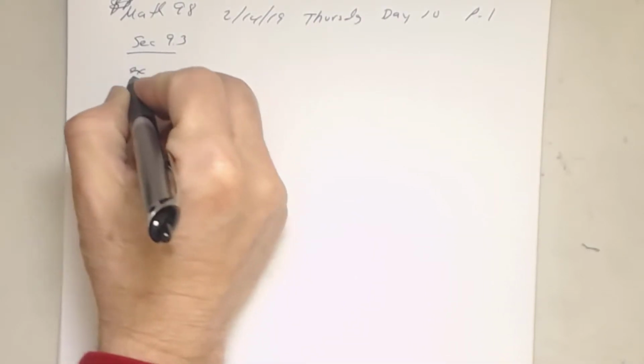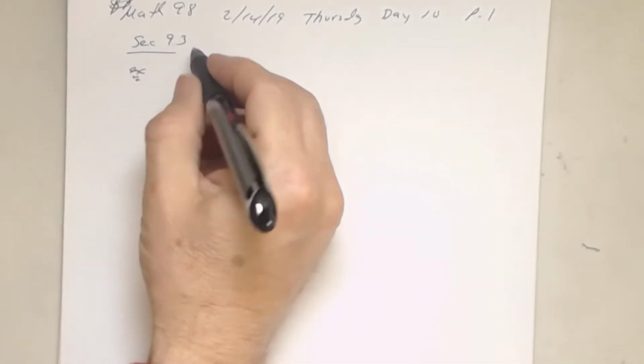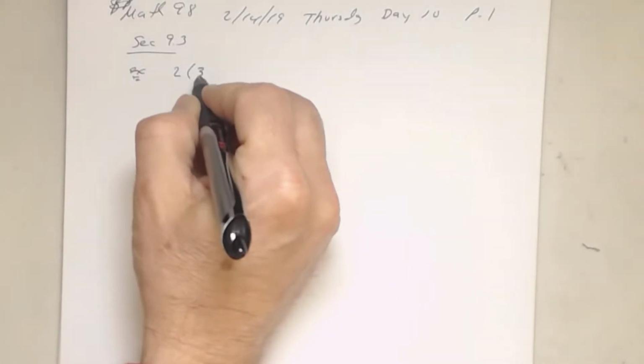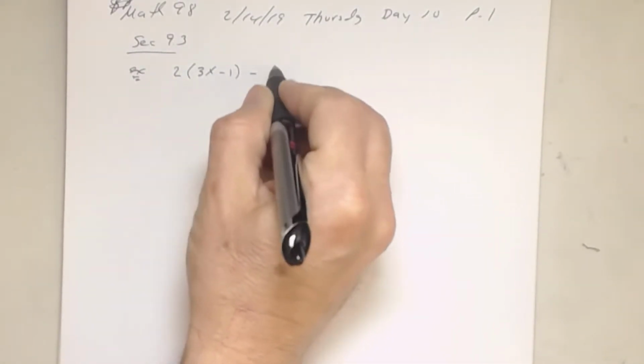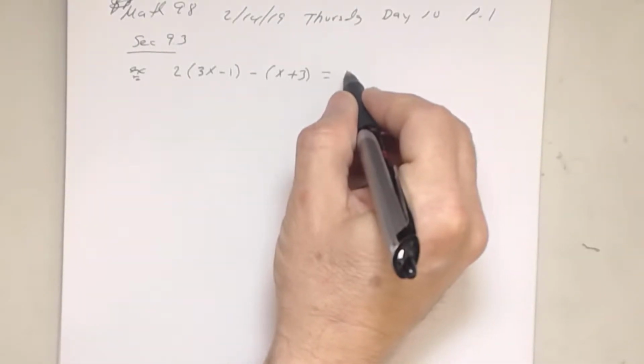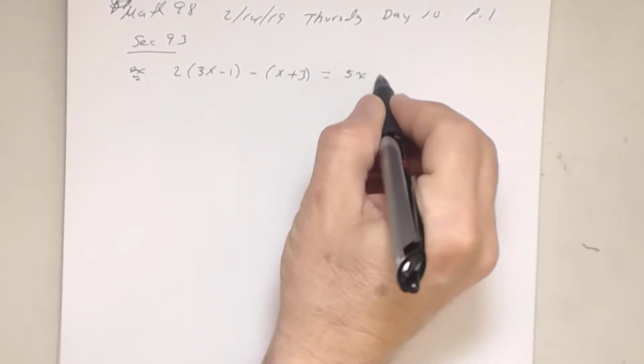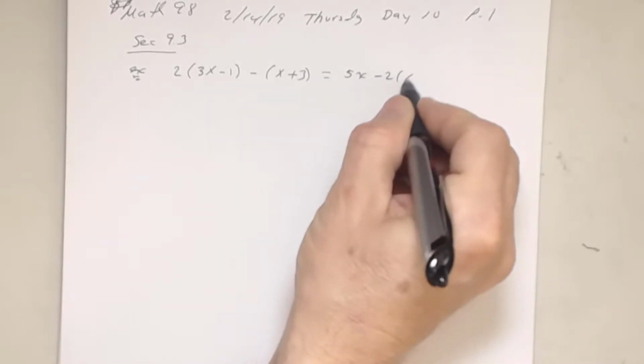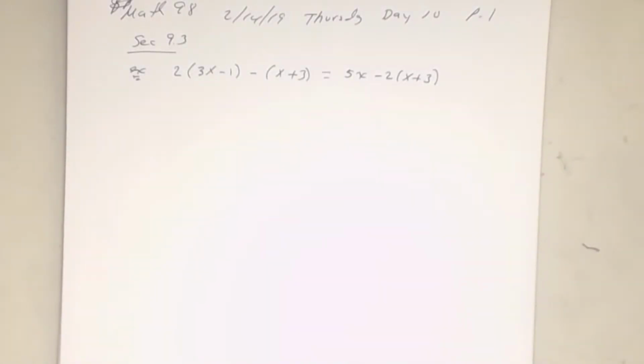And let's look at an example right now. Suppose we had 2 times 3x minus 1 minus x plus 3 equals 5x minus 2 times x plus 3. Let's say we had that. So, on your test, when you would see this on that first test, what would you do? What would be the first thing you would do? Distribute.